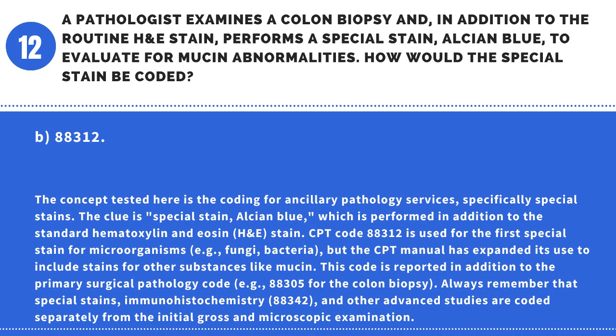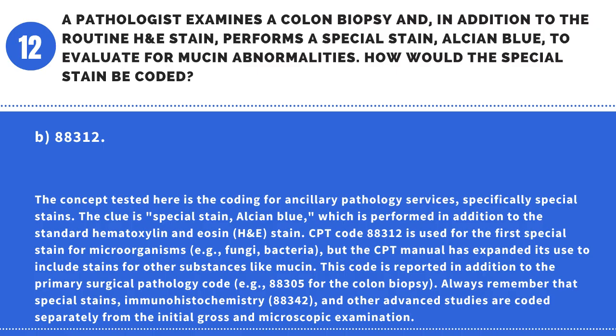Answer: B. 88312. The concept tested here is the coding for ancillary pathology services, specifically special stains. The clue is special stain, Alcian blue, which is performed in addition to the standard hematoxylin and eosin, H&E, stain. CPT code 88312 is used for the first special stain for microorganisms, e.g., fungi, bacteria, but the CPT manual has expanded its use to include stains for other substances like mucin.